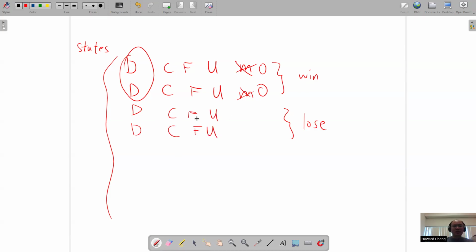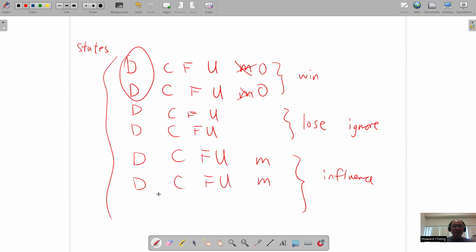So you can just ignore. You can't do anything anyway. The rest, you can try to influence with M, whatever M you computed from the formula before, that's how many people you have to influence. And you might influence, I don't know, 10 people and you will gain you 3 delegates. Or maybe this state, you know, have to influence 4 people and give you 5 delegates, and so on.